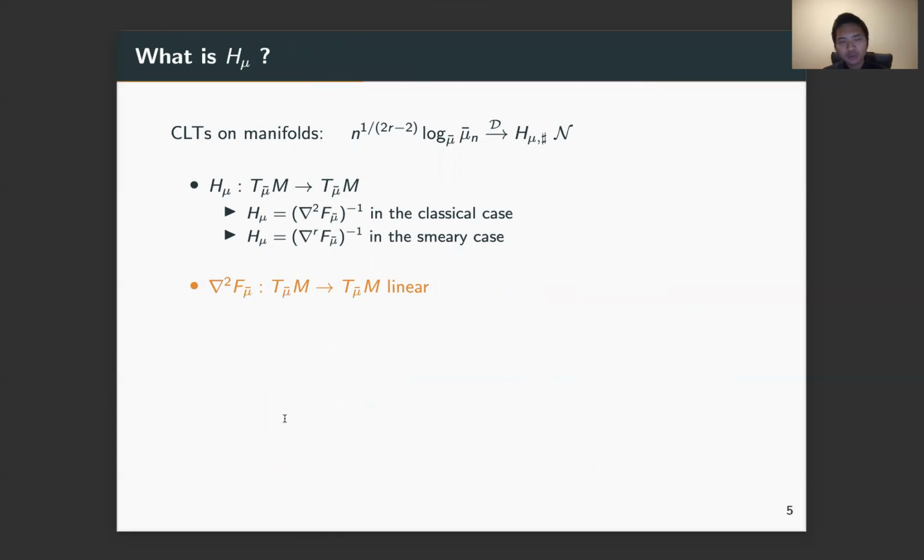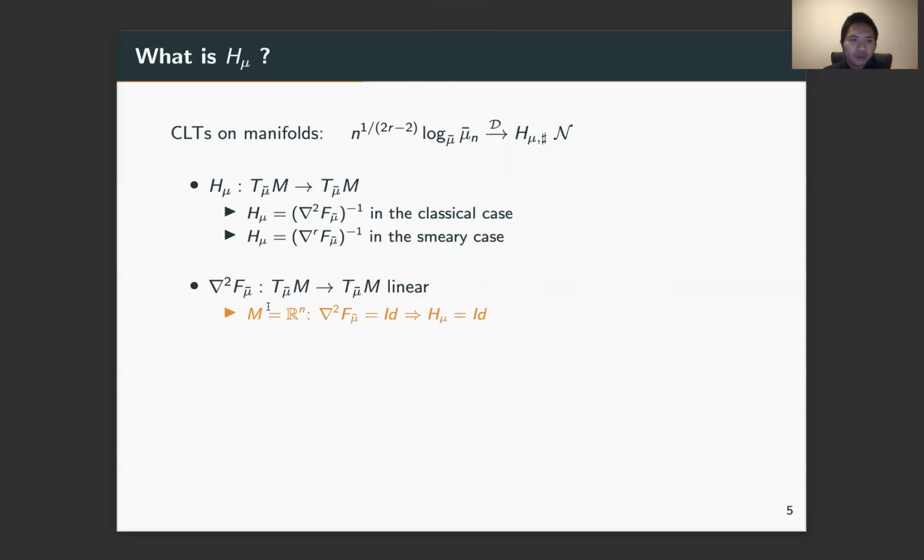First, we have M to be a manifold, then H mu will be the inverse of the Hessian of the Fréchet function at the population mean. And that is when we have the classical case. Well, in some cases, we don't have the classical behavior. That is when the Hessian vanishes. So we have to look at higher derivatives. And that's when we call it the smeary case.